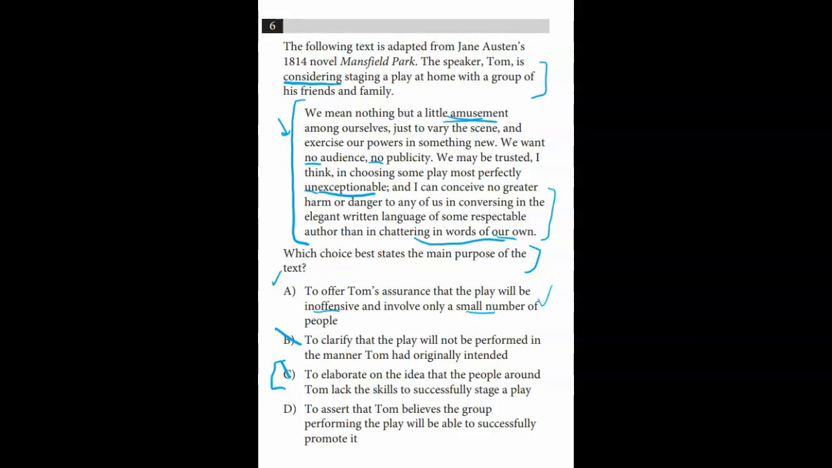No, it's not C. To assert that Tom believes the group performing the play will be able to successfully promote it, definitely not D, because right there it says no audience or publicity, which is literally what promotion is. And he's saying we're not going to do that. So D is completely out, and A is the only answer choice we have left.